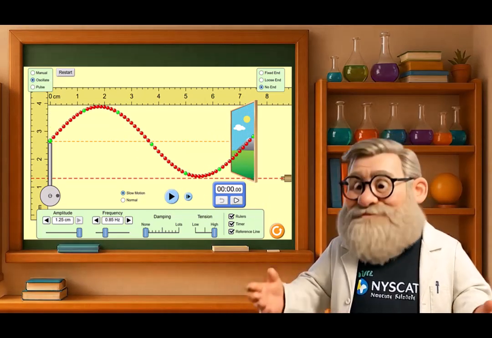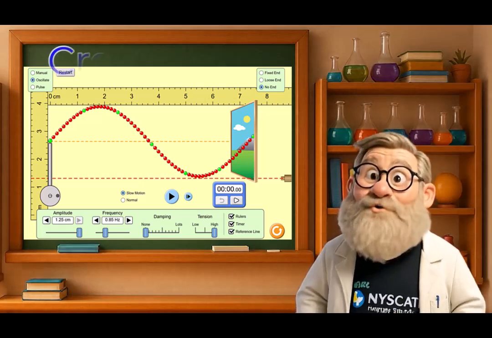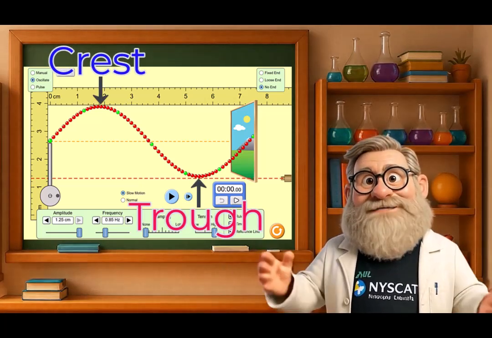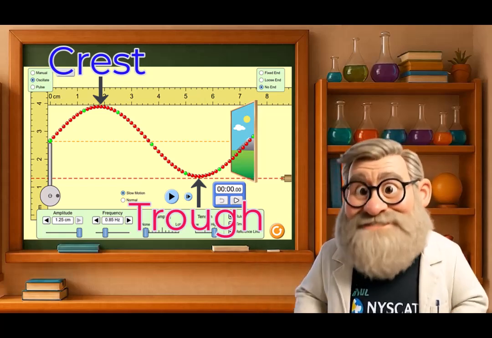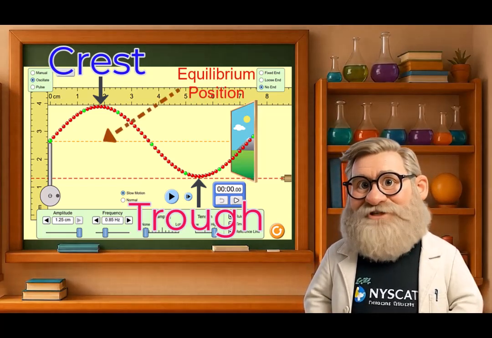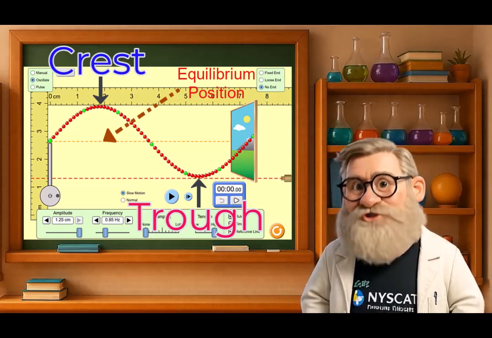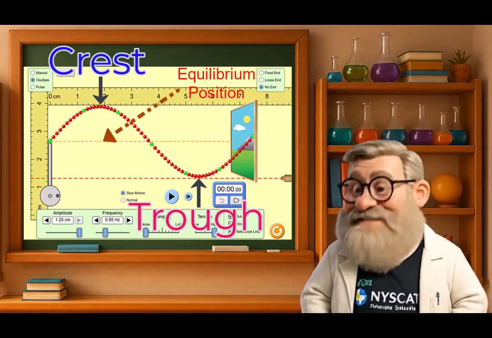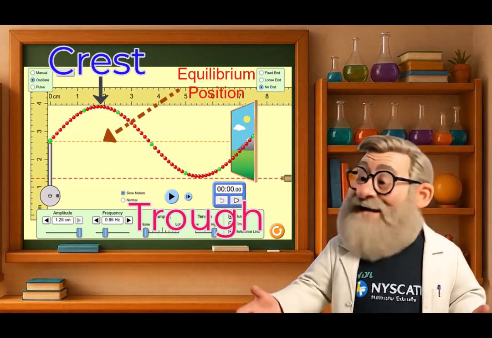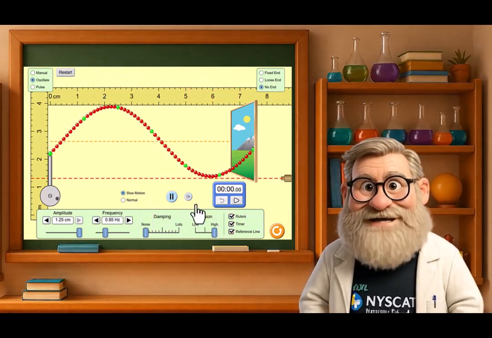Two of the most important features to recognize are the crest and the trough. The crest is the highest point of the wave, where the medium is displaced the most upward from its resting or equilibrium position. The trough is the lowest point, where the medium is displaced the most downward. These two points help us visualize how the energy of the wave is moving through the medium.